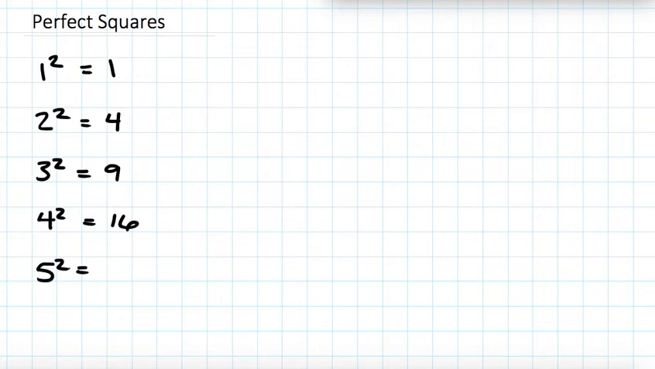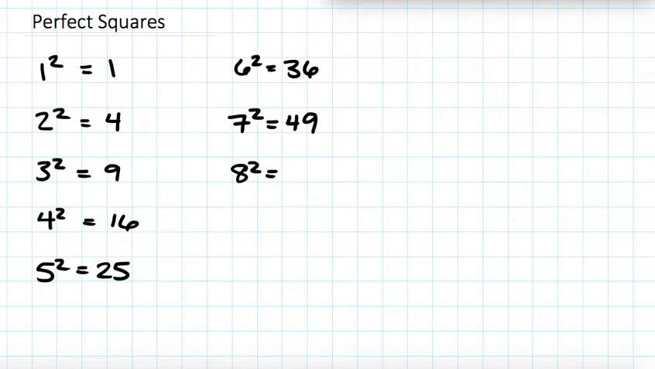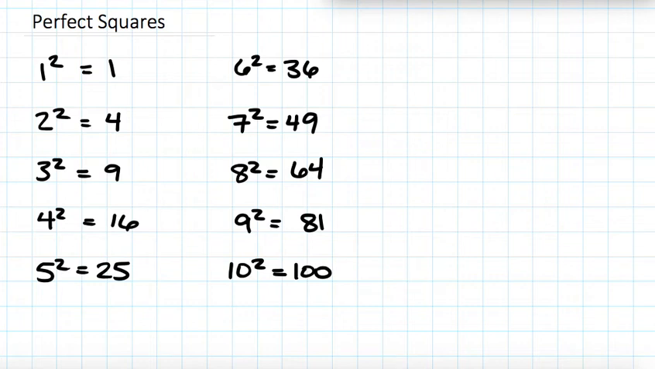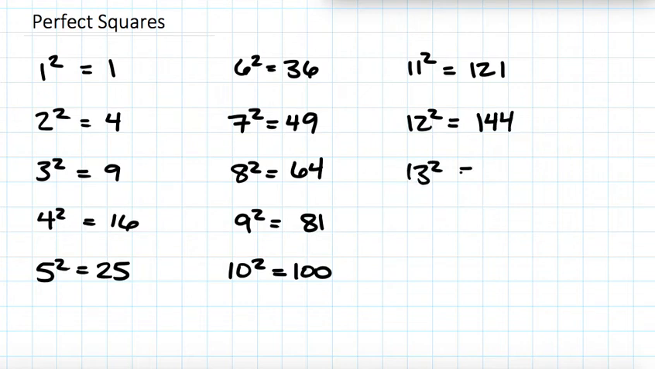5 squared is 25, 6 squared is 36, 7 squared is 49, 8 squared is 64, 9 squared is 81, 10 squared is 100, 11 squared is 121, 12 squared is 144, 13 squared is 169, 14 squared is 196, and 15 squared is 225.